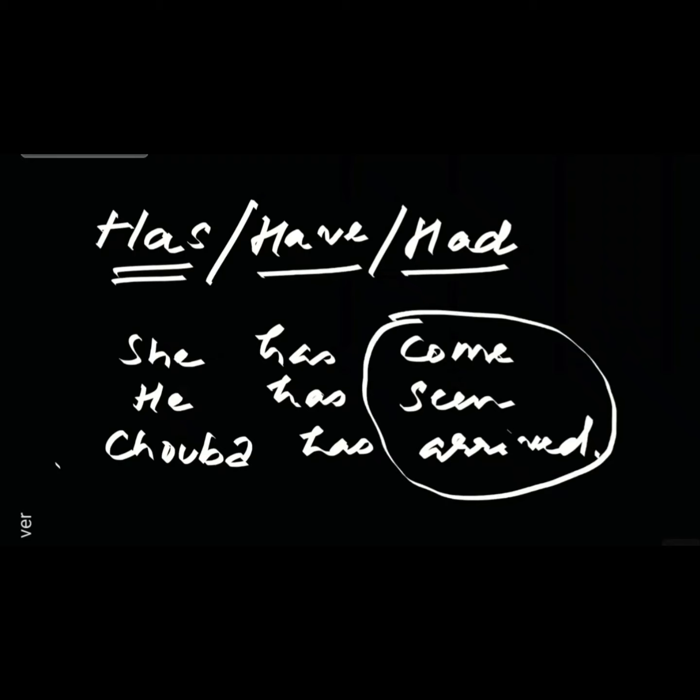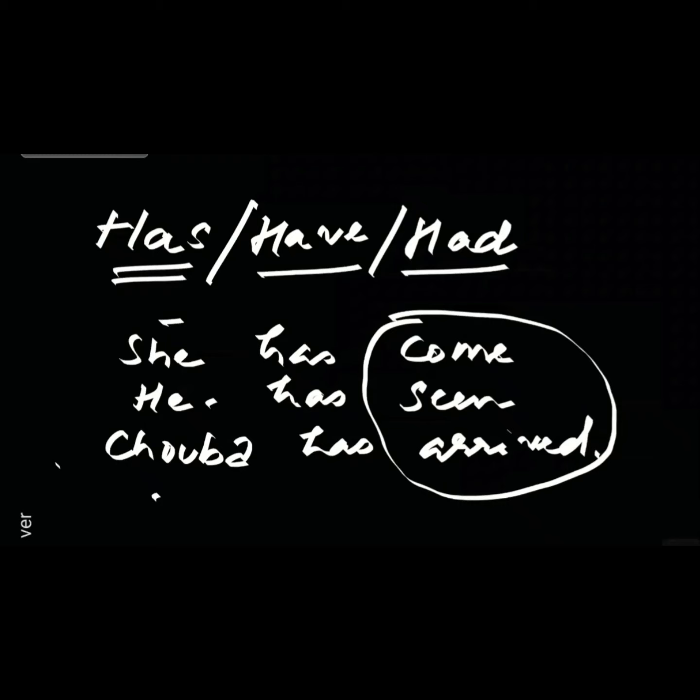The parts of a verb: has, have, had, become conditional. The action is performed, describe it. Now, with has or have, we use the third form of the verb: come, came, come. He has seen: see, saw, seen, the third form of the verb. Chauba has arrived. Arrived, arrived. So after has, the verb takes the third form. She has come, not she has came.